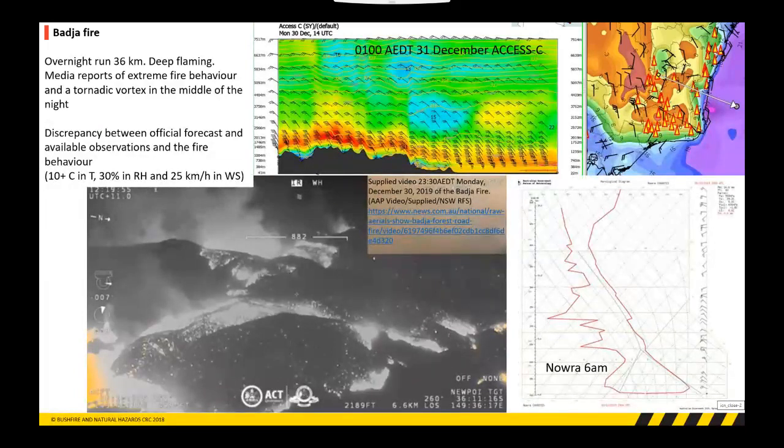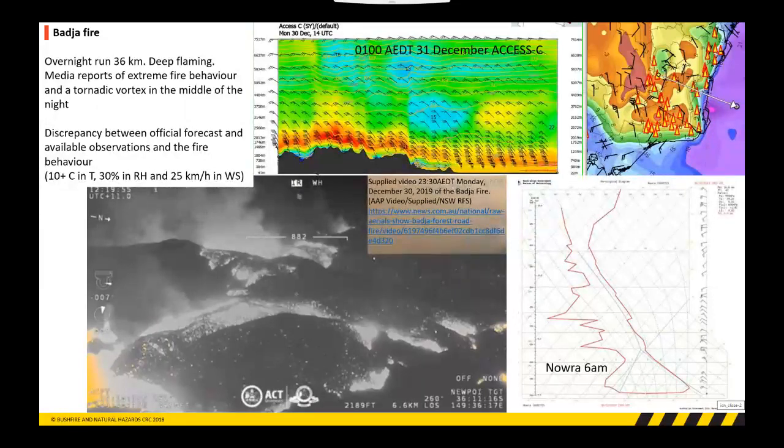It did an overnight fire run of 36 kilometres with deep flaming, and there were media reports of extreme fire behaviour in the middle of the night, including a vortex with tornado strength winds. Now, fires are meant to lie down overnight, but the black and white photograph, which was taken from an aircraft just before midnight, shows that this fire didn't lie down overnight, and we had extreme fire behaviour through the overnight period.